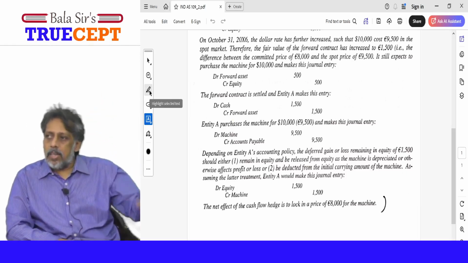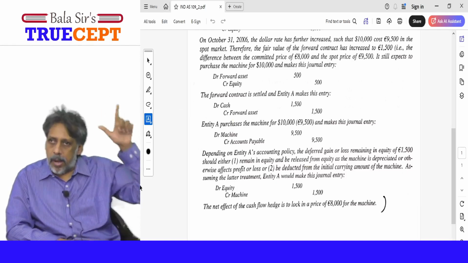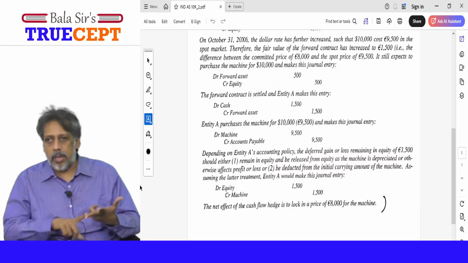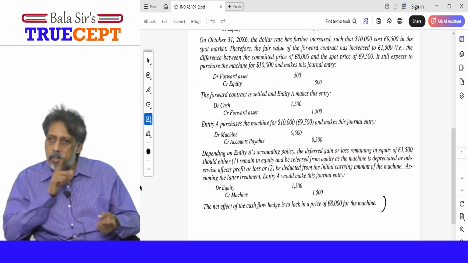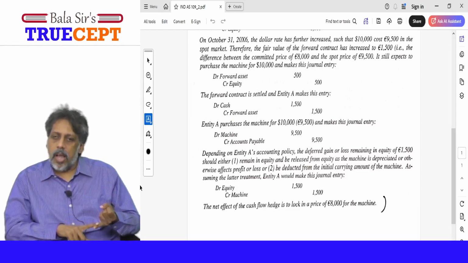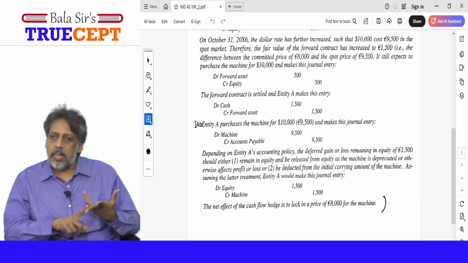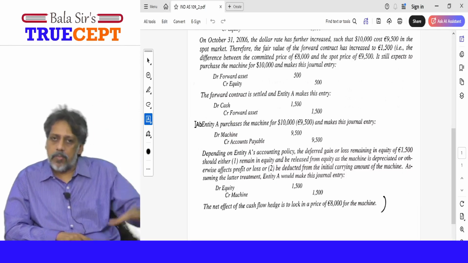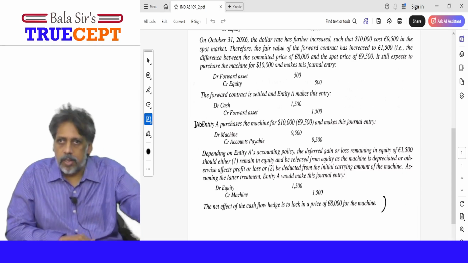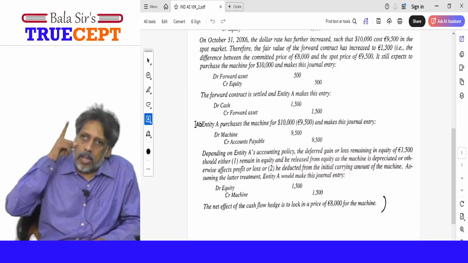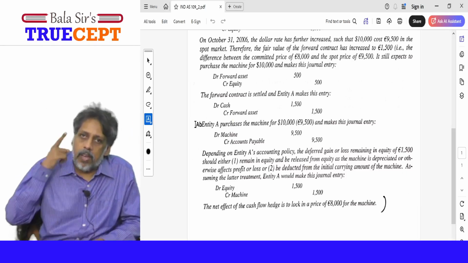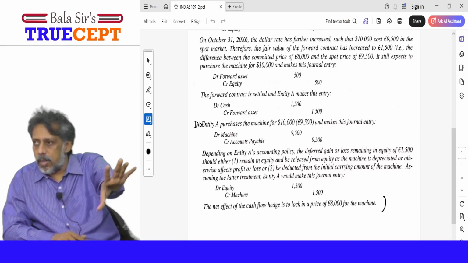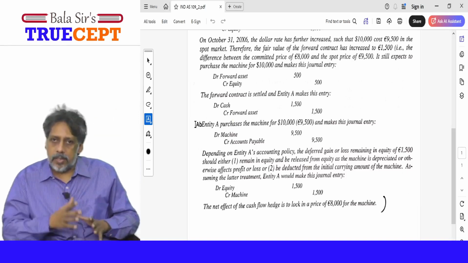Then what do you do? You're going to buy the machine from the US supplier for how much? $10,000, right? Yes, sir. And for every dollar, what is the rate? That day's rate, 0.95 euro. So what is 0.95 into $10,000? 9,500. That means, in case you want to buy every dollar, you have to spend 0.95. But here they assume it is purchased on credit and you're going to make the payment later. Is that fine? Yes, sir.